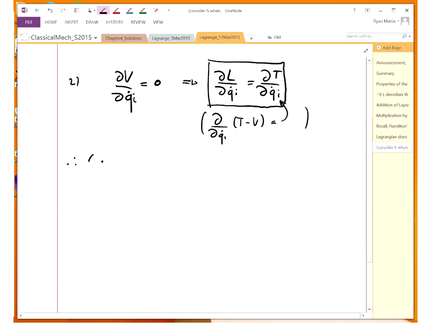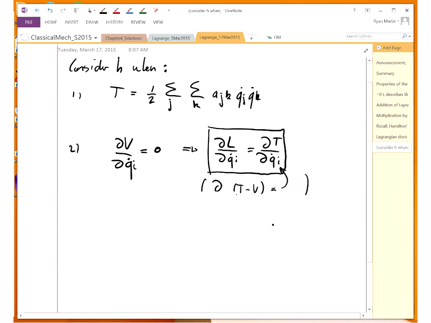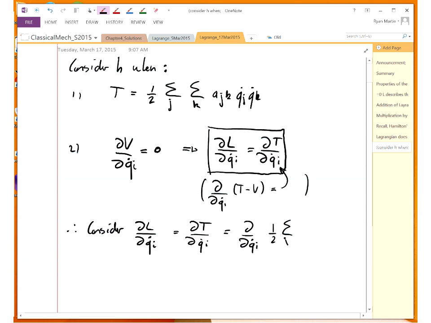Alright, so consider ∂L/∂q_i dot. That's ∂T/∂q_i dot. That's ∂/∂q_i dot of what we have for T. What we have for T, well, we said that T can be expressed as a half sum over J, sum over K, A_JK q_J dot q_K dot.